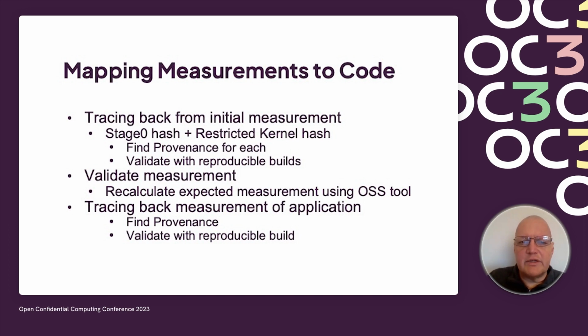We also provide an open source tool to recalculate the expected measurement from these two binaries. So the researcher can use this tool to validate that the expected measurement resulted from these newly built binaries. Since the application measurement is a single hash of the application binary, the researcher can directly find the provenance information from this and use a reproducible build to validate that it was built from a specific source code commit.